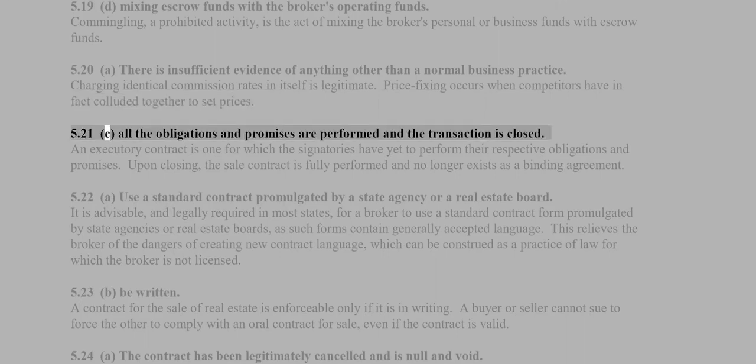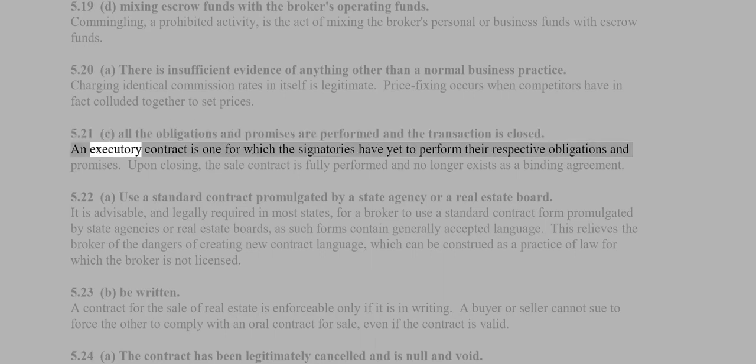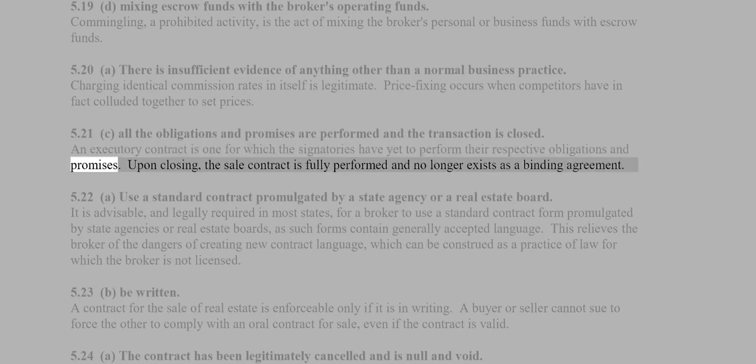5.21 C. All the obligations and promises are performed and the transaction is closed. An executory contract is one for which the signatories have yet to perform their respective obligations and promises. Upon closing, the sale contract is fully performed and no longer exists as a binding agreement.